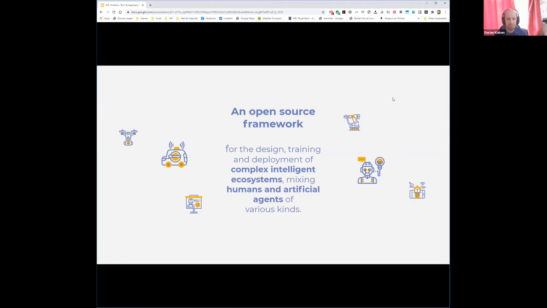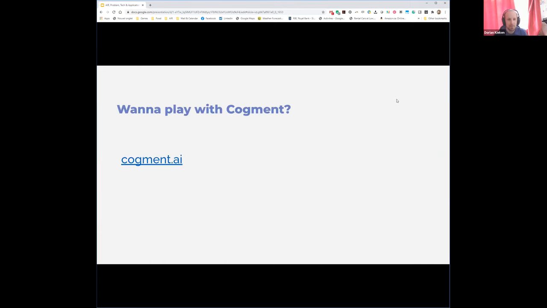So yeah, as a quick recap, you have a company that created an open source framework that helps you design, train, and deploy complex intelligent ecosystems between humans and artificial agents of various kinds. And if you want to play with it, it's open source, it's free, it's meant to be played with. So here you go.